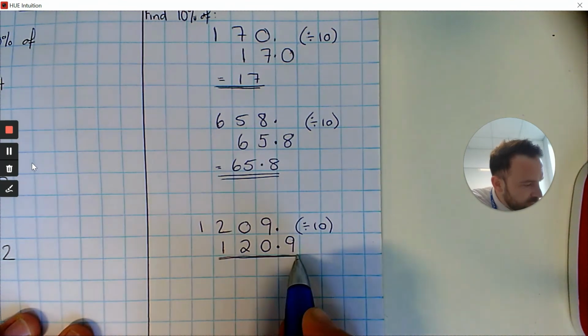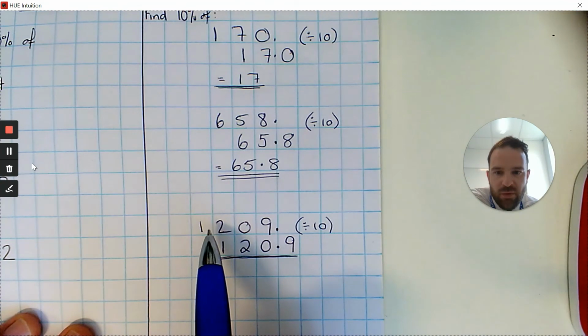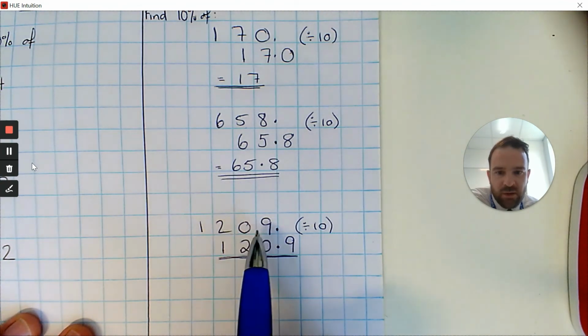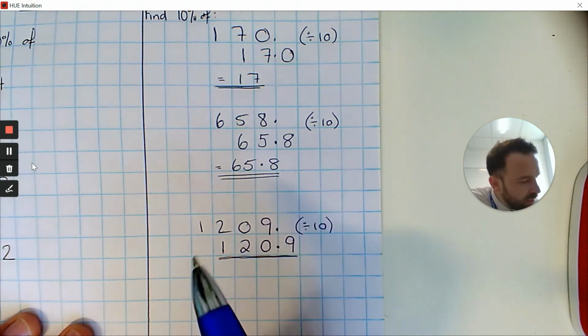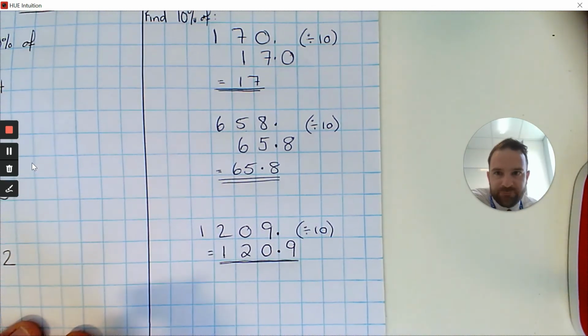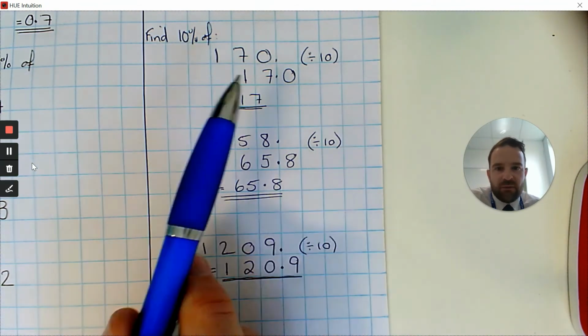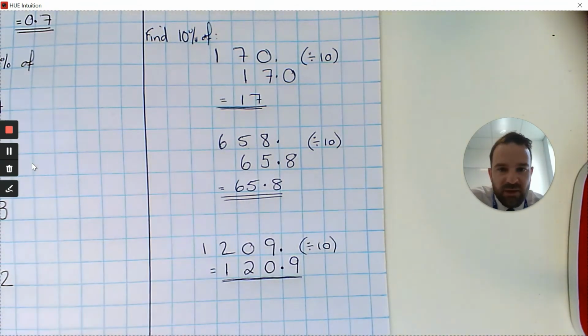So my answer to 10% of 1,209 is 120.9. Pause the video there if you'd like to copy any of those worked examples down to help you with future questions.